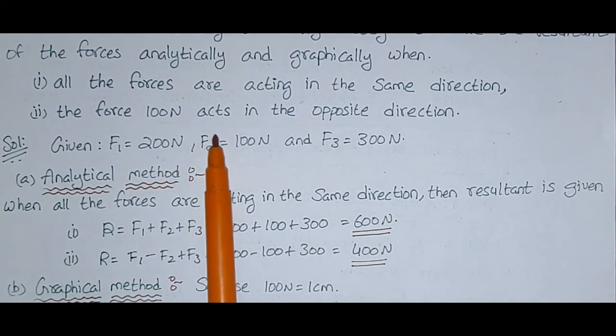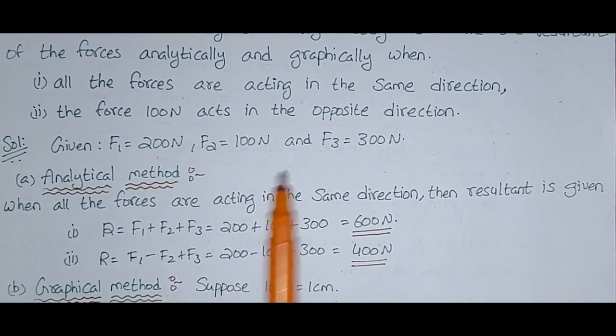Second, what is the second condition here? The force 100 newtons acts in the opposite direction. We know when the force is acting in the opposite direction, which resultant we have to take. R is equal to F1 minus F2 plus F3. So 200 minus 100 plus 300, we are getting 400 newtons.